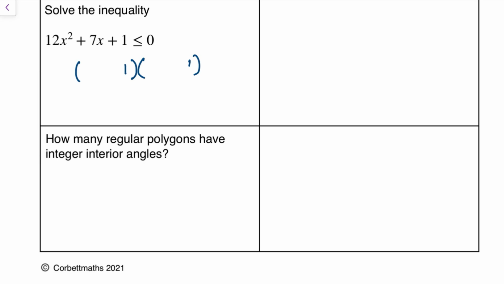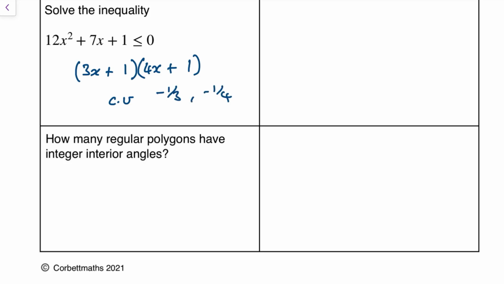1 and 1 means these must be 1. And 12 is either 6 and 2, 12 and 1, or 3 and 4. But because 3 and 4 add up to 7, I'm going to guess at 3x plus 1 and 4x plus 1. And if I expand it quickly in my head, 3x times 4x is 12x squared, good. 3x plus 4x is 7x, which is what we discussed before, and 1 times 1 is 1. So that's worked. So that tells me my critical values are going to be minus a third and minus a quarter.